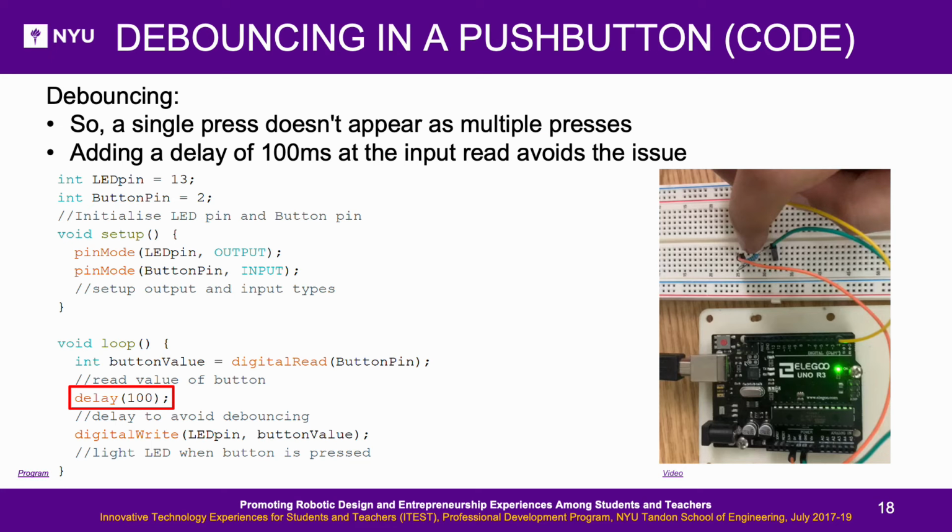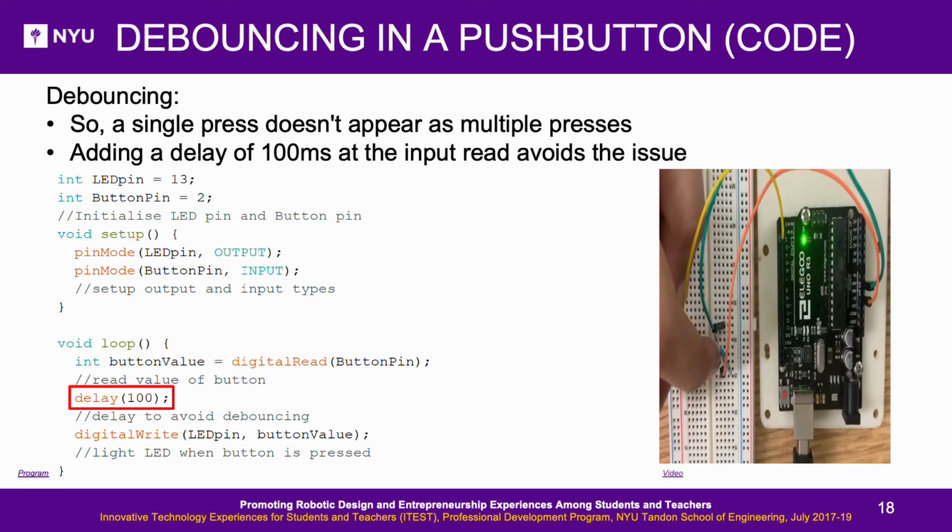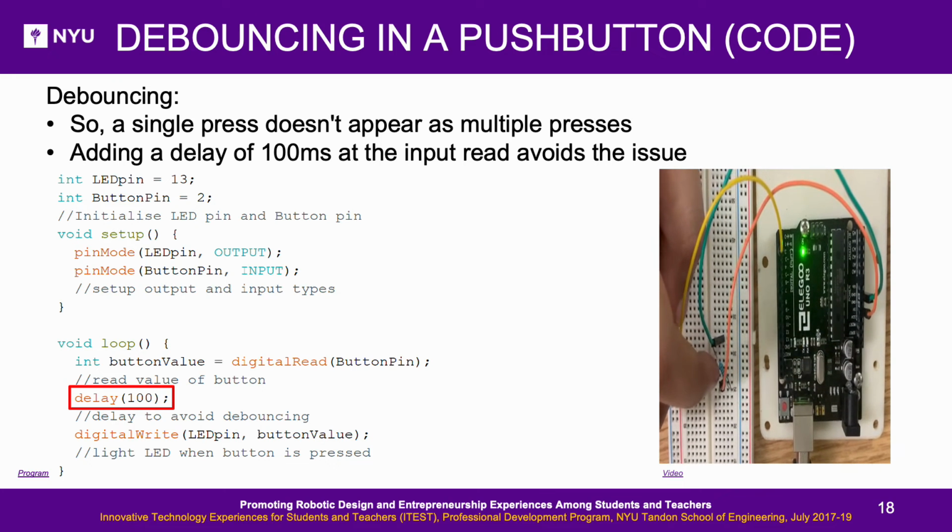Code to debounce a pushbutton. This slide shows the code to avoid bouncing in the button by just adding a delay of 100 milliseconds as shown. The video shows the internal LED being illuminated as the button is pressed.